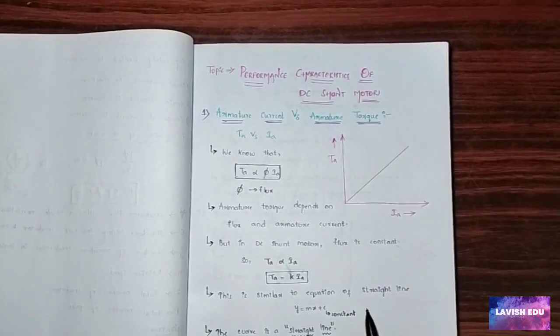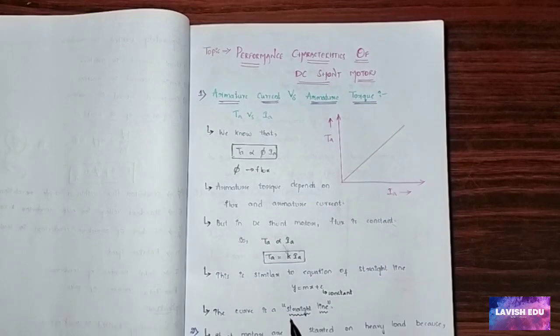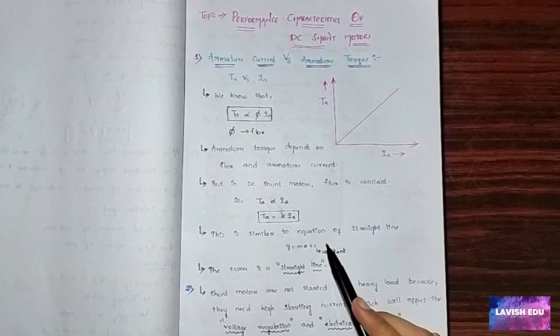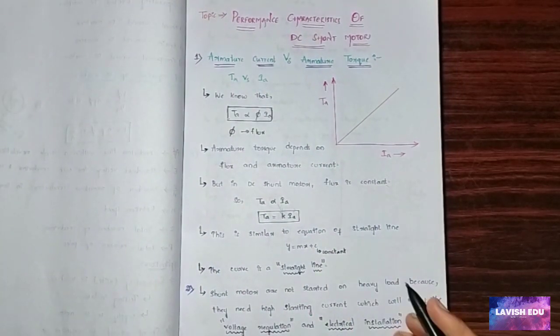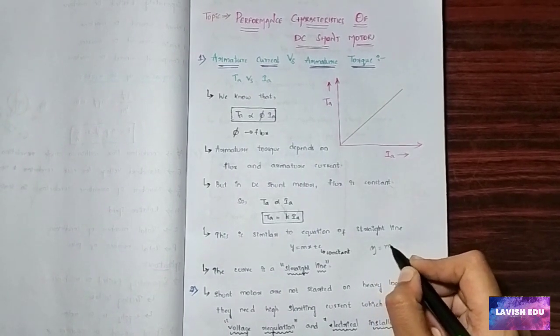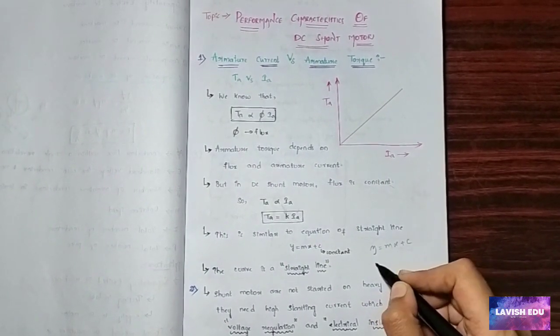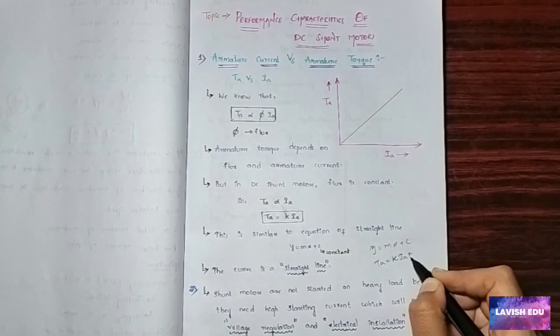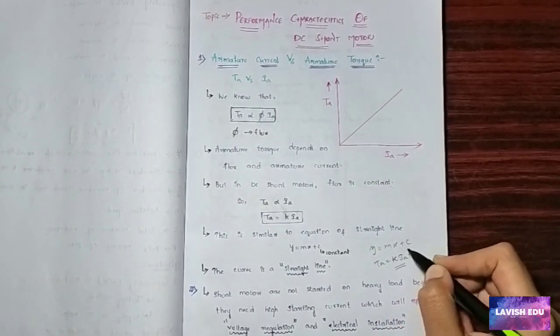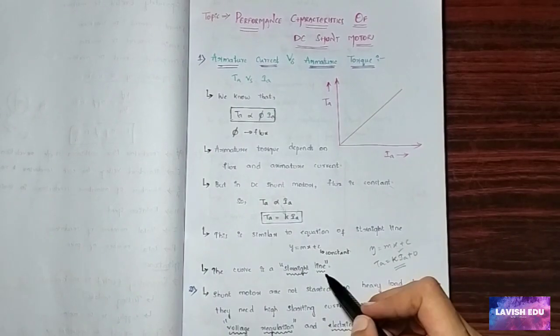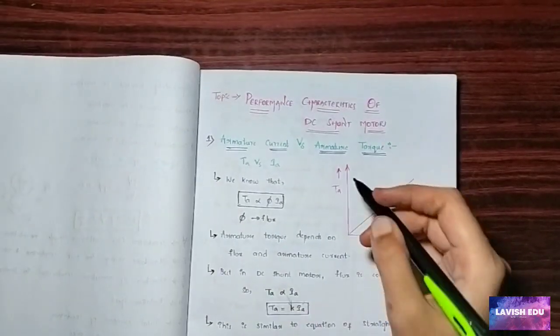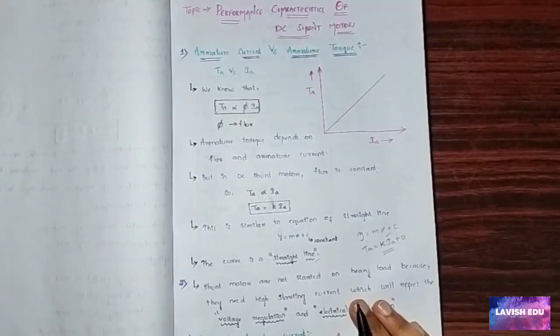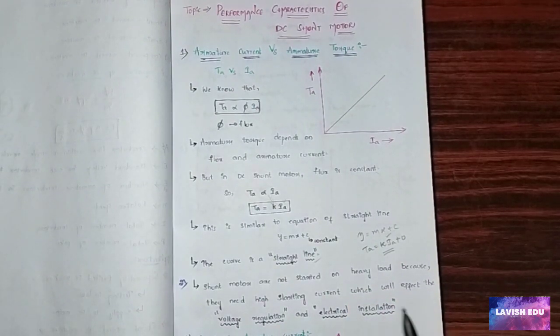This is similar to the equation of a straight line, y equals mx plus c, where c is the constant value. Here it's quite simple: y equals mx plus c, and TA equals K into IA plus 0. So it is in linear form, and a straight line is formed. Now the curve is a straight line.